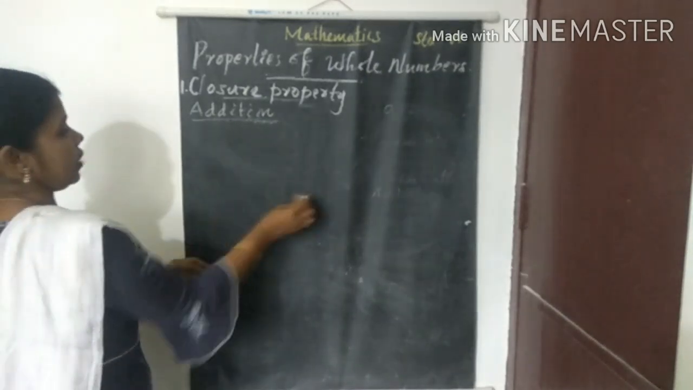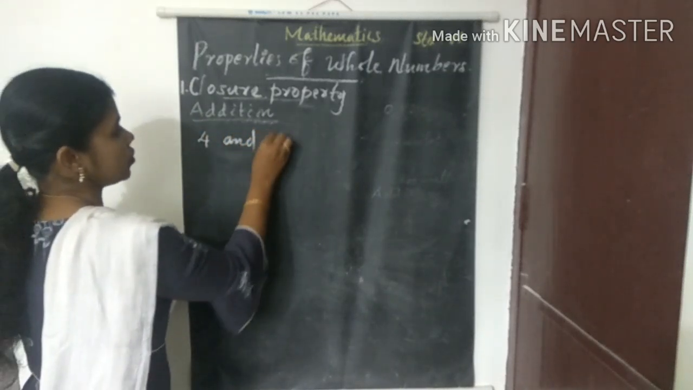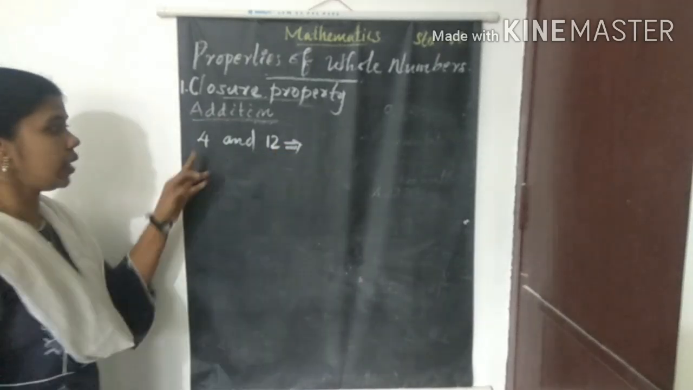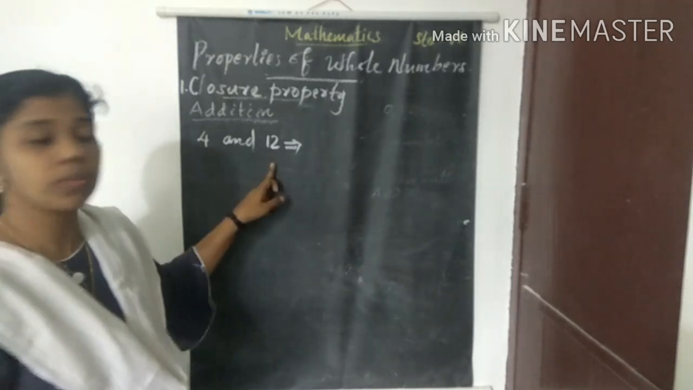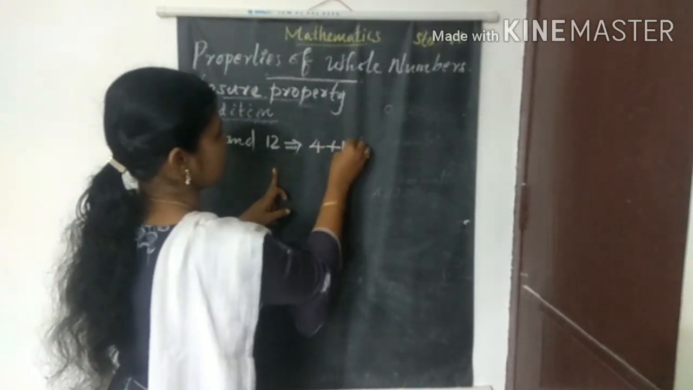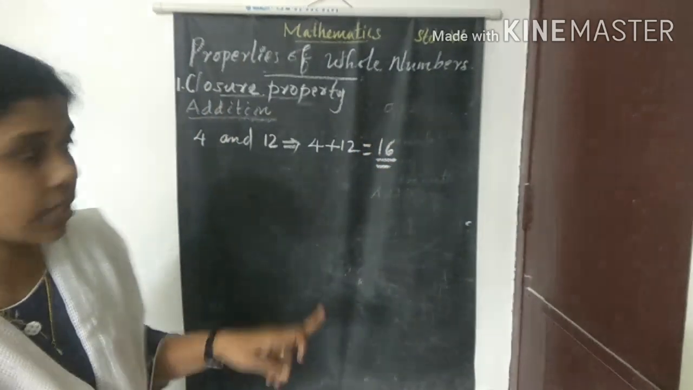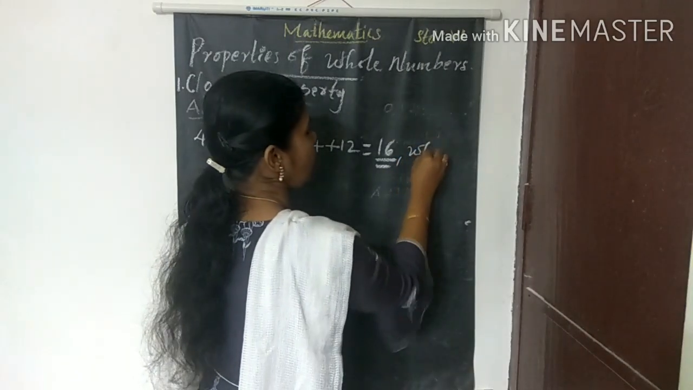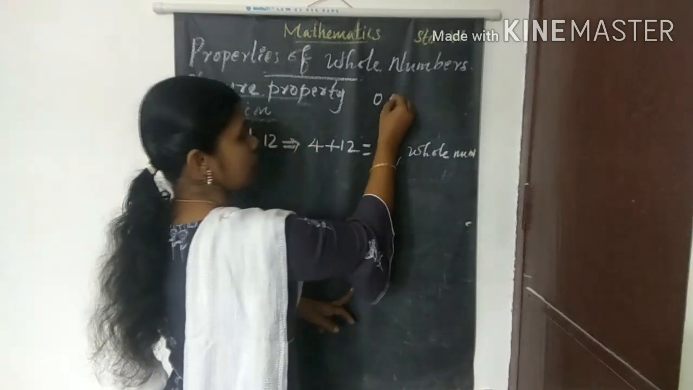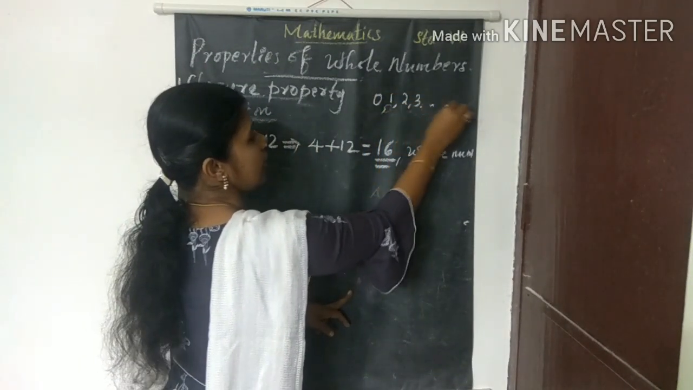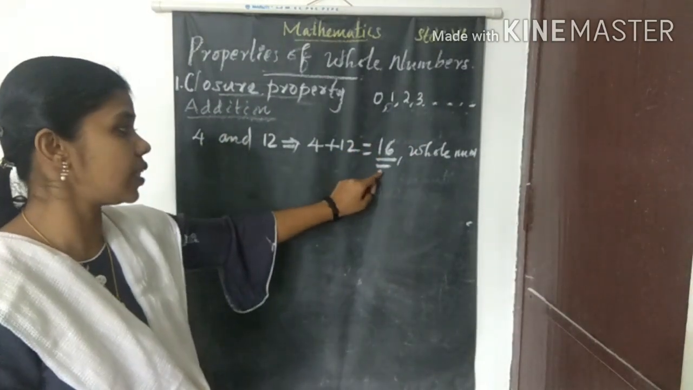Here I take two whole numbers, 4 and 12. What is the sum of these two? 4 plus 12 equals 16. Here 16 is a whole number. What are the numbers contained in the whole number system? 0, 1, 2, 3, etc. 16 is contained in the whole number system, so 16 is a whole number.